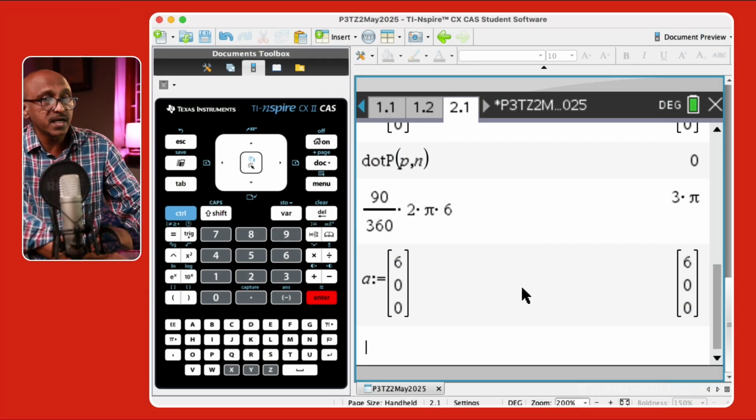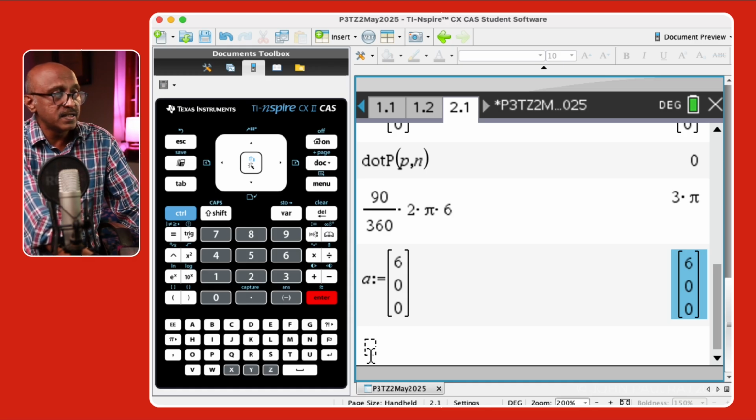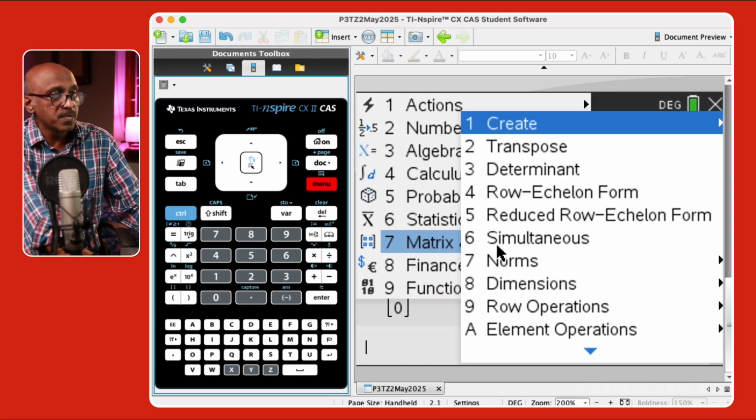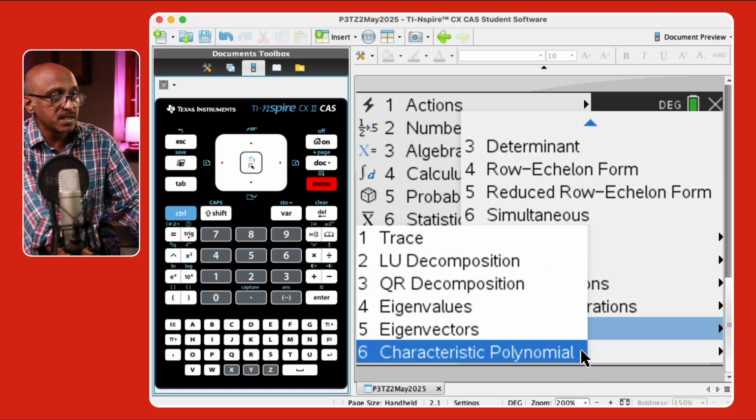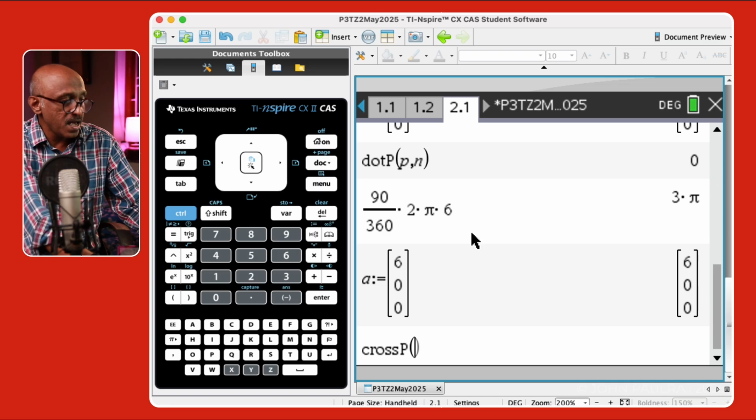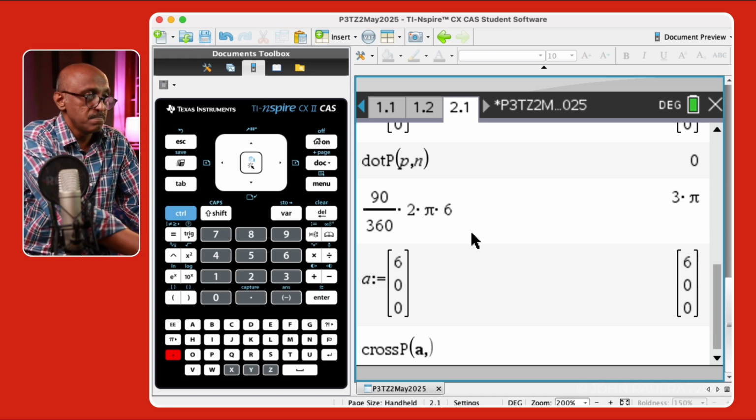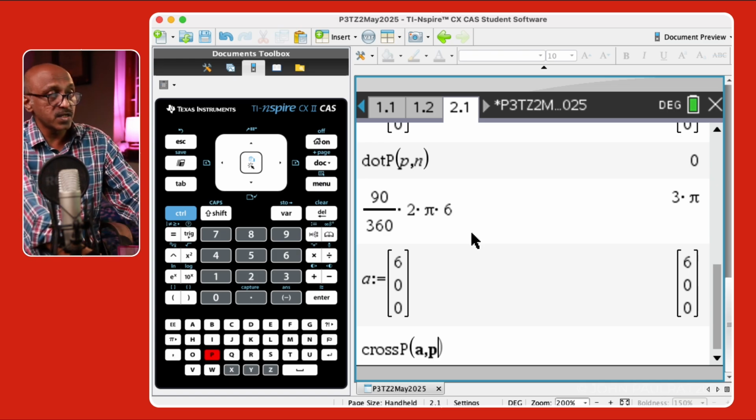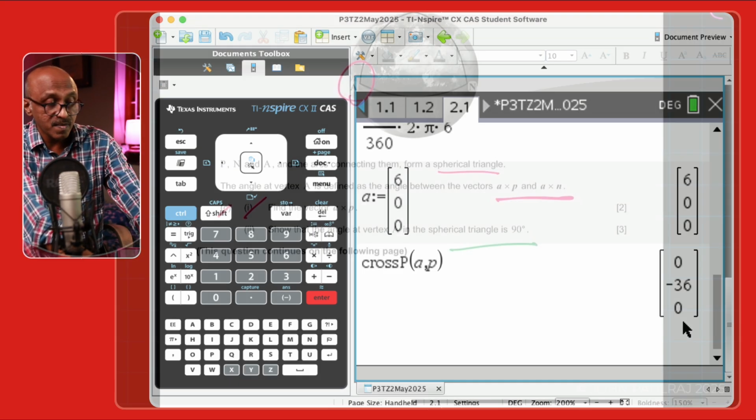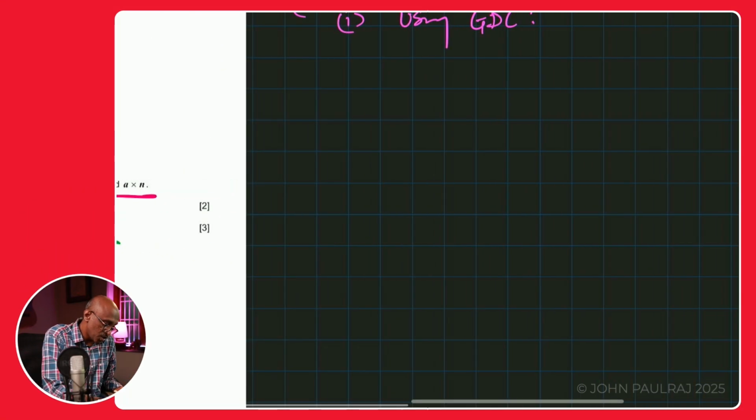Let's head back to the calculator, and we want the cross product A cross P. Here the order is important. So I'm going to come here, vectors, cross product, and A, comma, P. That's the syntax for cross product, and hit enter, and I get the vector 0, negative 36, 0. We need to write down what we've entered and how we've used the calculator. So coming back here, this is using GDC.